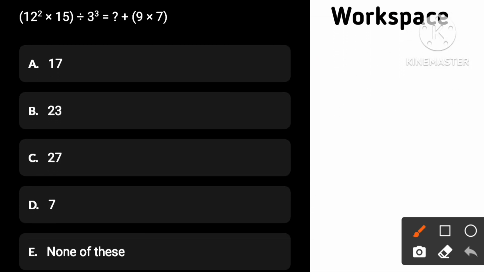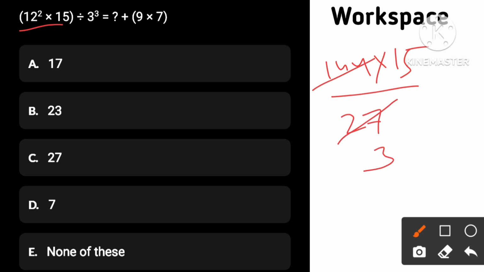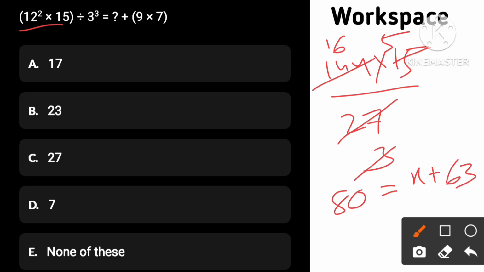Question number 8. 12 square into 15. 12 square 144 into 15 divided by 3 cube, which will be 27. 9 3 times, 9 16 times, 3 5 times, 16 into 5 times, which will be 80. 80 equals to x plus 9 7 times 63. 63 comes this side with minus. So answer will be 80 minus 63, which will be 17. Option A is our answer.